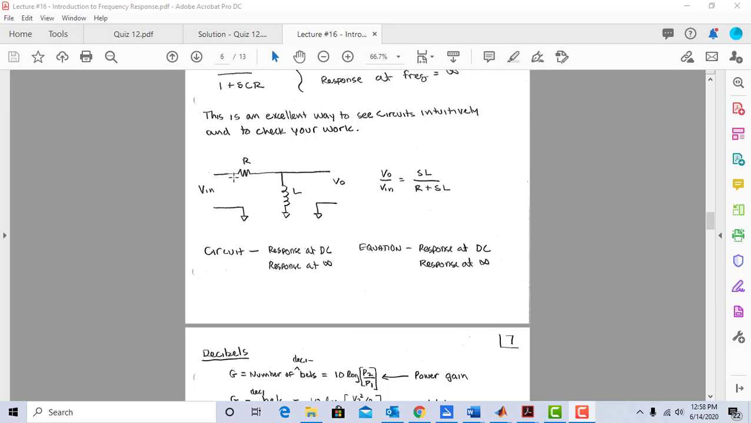So the frequency response is going to be 1 because V out over V in is going to be 1. Now let's look at the transfer function. This R becomes insignificant, and I have infinity L divided by infinity L. Nobody tell the mathematicians, but we're going to call that 1. So again, we've gone through and we've got a nice warm and fuzzy that our transfer function does indeed match our circuit.